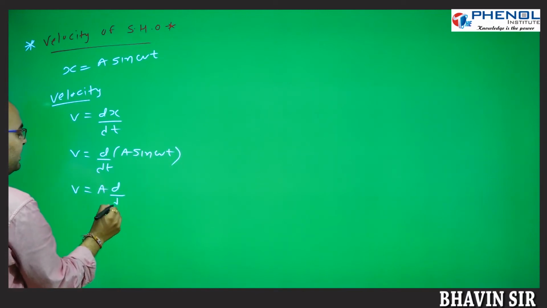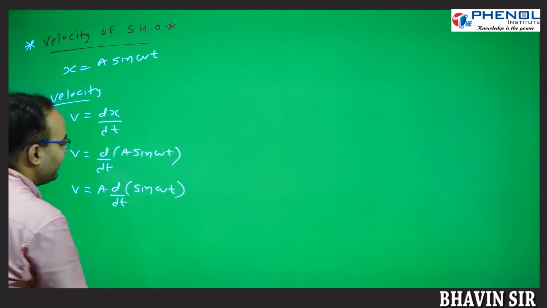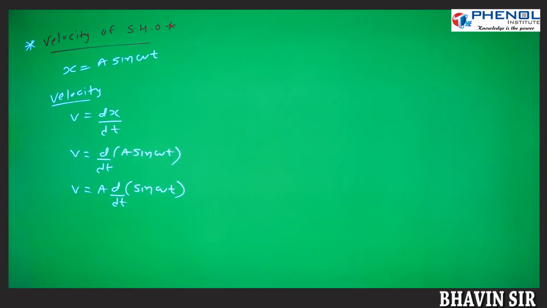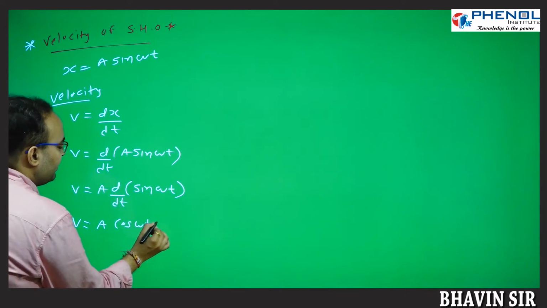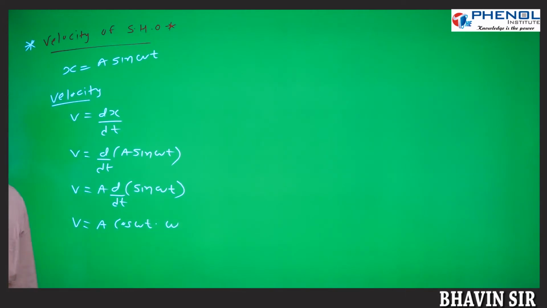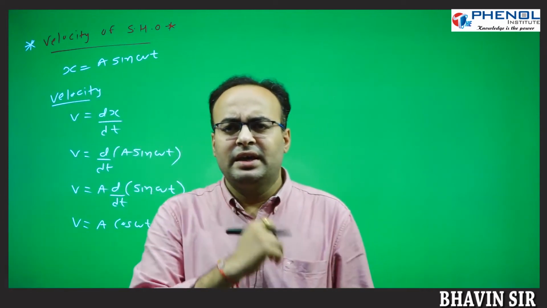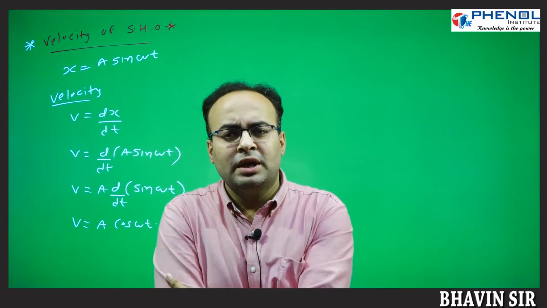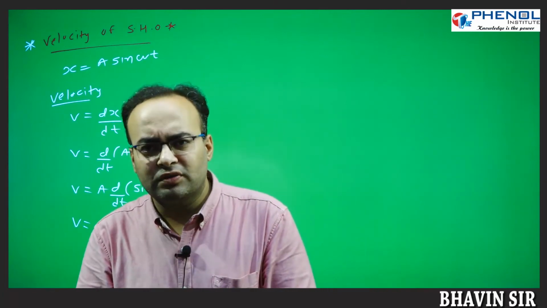Outside, the derivative of sin omega t. What is the derivative of sin omega t? Cos omega t into omega, right? This is the rule of derivative: multiply with the coefficient of t. In case of differentiation, it is known as the chain rule, and in case of integration, divide by the coefficient of t.